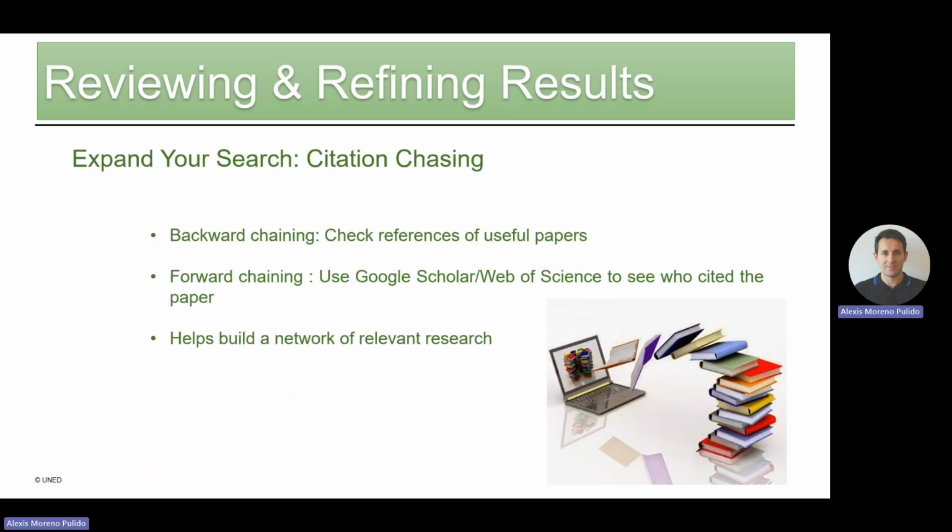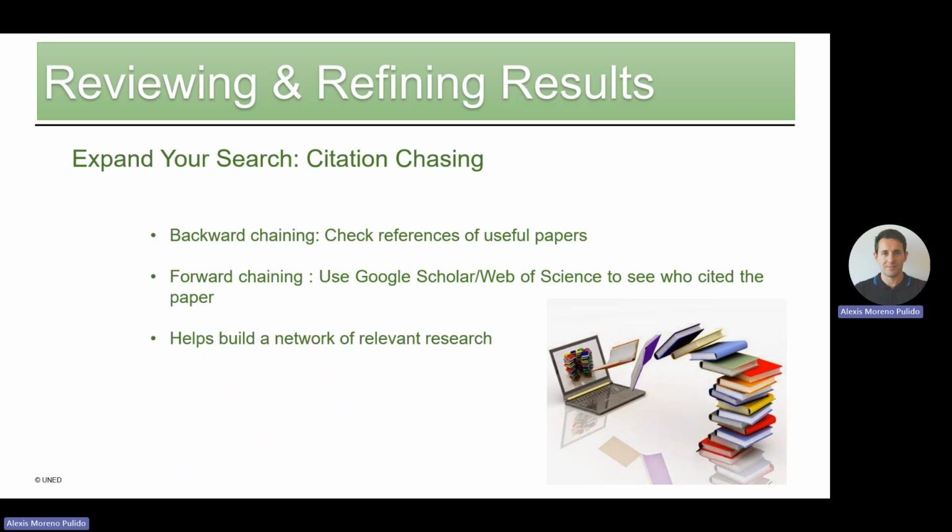Expand your search. Citation chasing. Another powerful technique is citation chasing. Use a good paper you found to find more literature. There are two directions to do this. Backward chaining: look at the reference list of the paper to find earlier works that the paper cites. Some of those might be relevant to you.